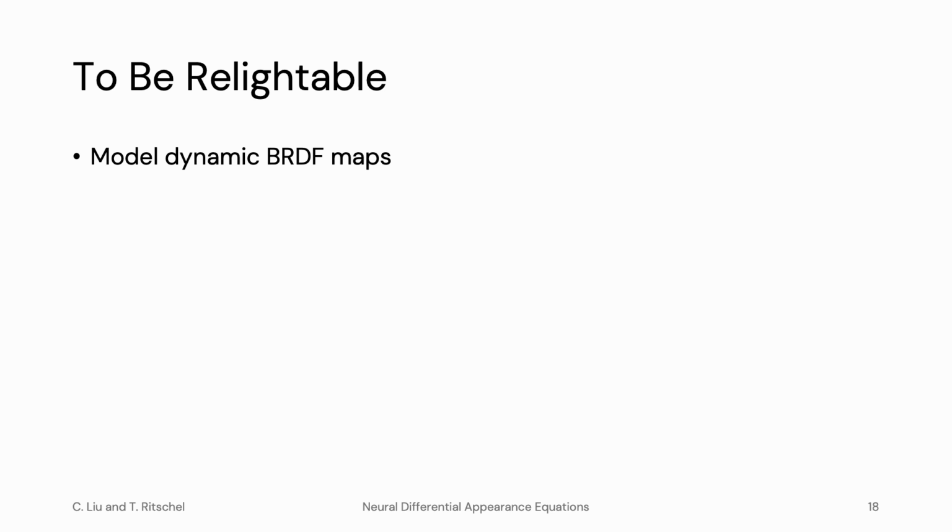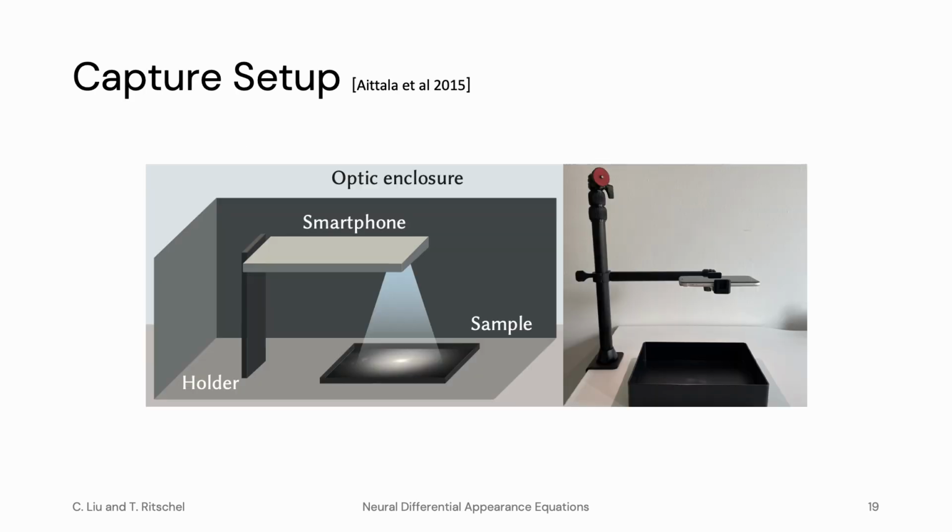Okay, so far we show our method can generate dynamic textures, but still one problem. Textures are not relatable. We want to model the essence of the time-varying materials, so we model dynamic BRDF maps. We first capture some dataset. Our physical capture setup is basically the same as the one used in Aittala's paper in 2015. This is the schema and the photo of our setup.